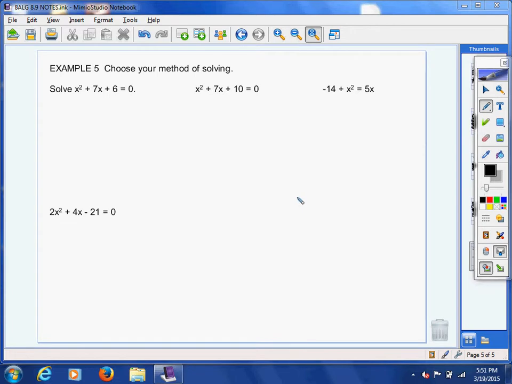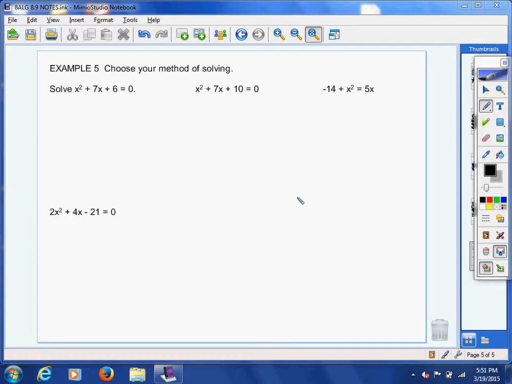Last example in 8.9. Wow, we have learned so much about quadratics in this chapter. You've done an amazing job, and I'm extremely proud of you. Example 5 is just very simply choosing your method of solving.